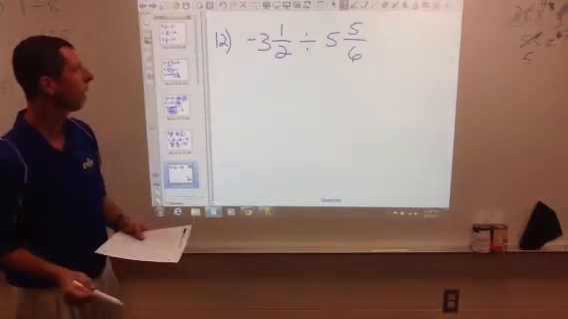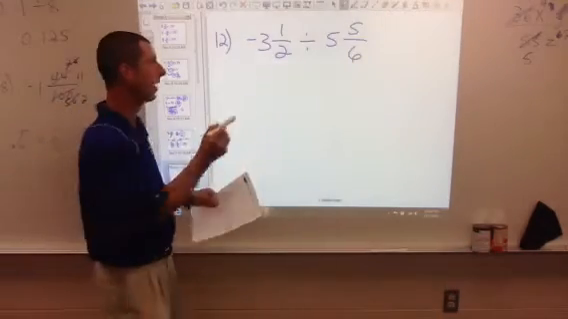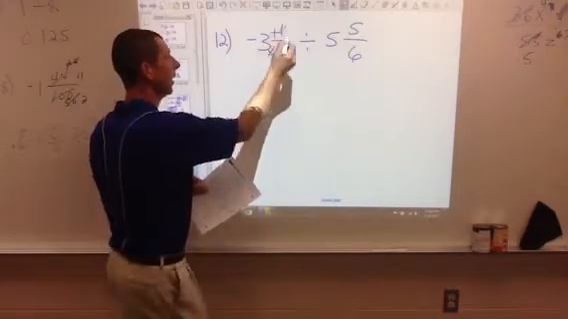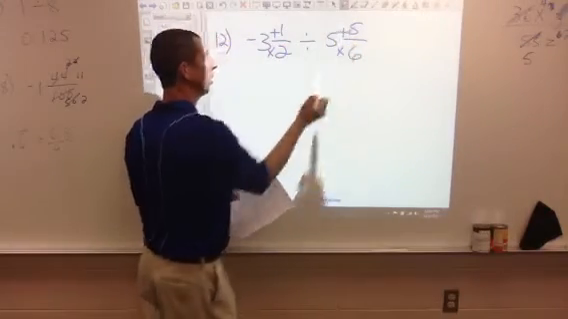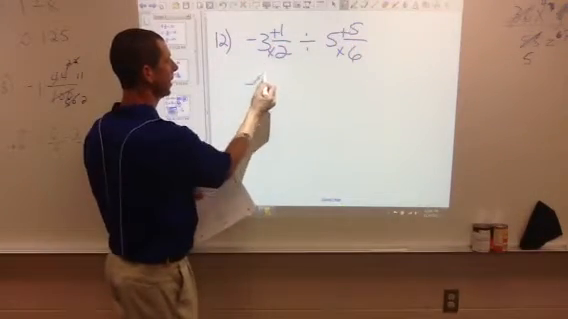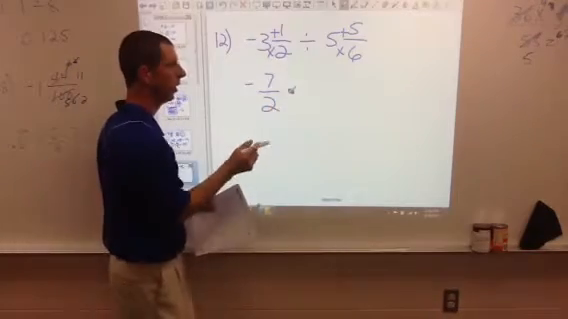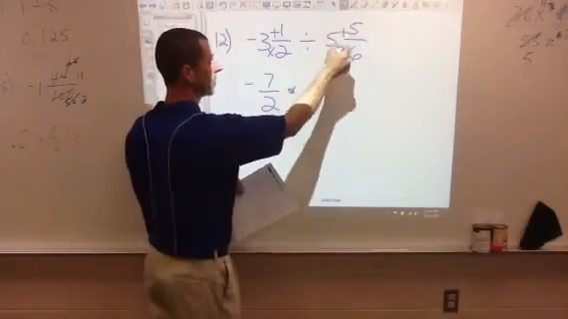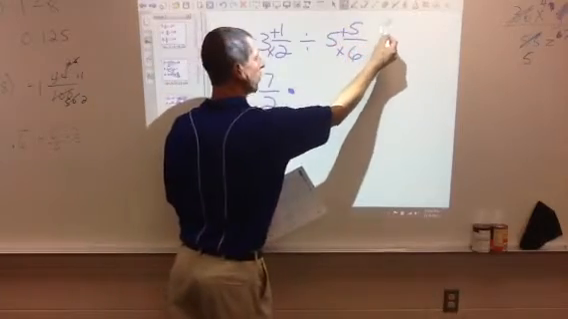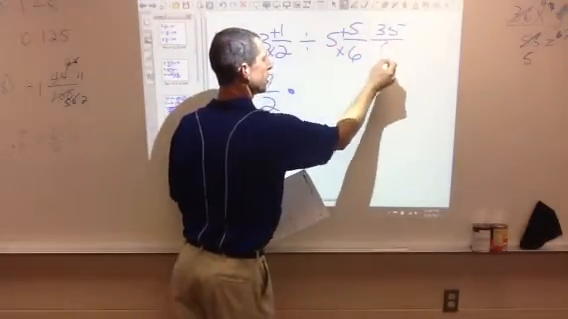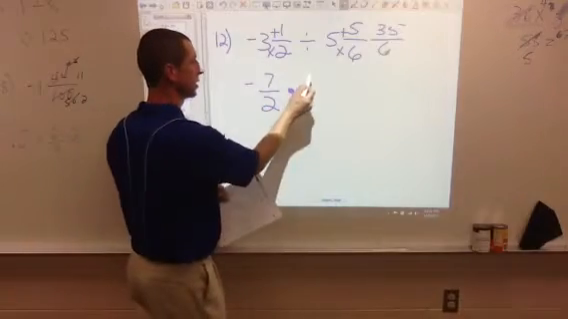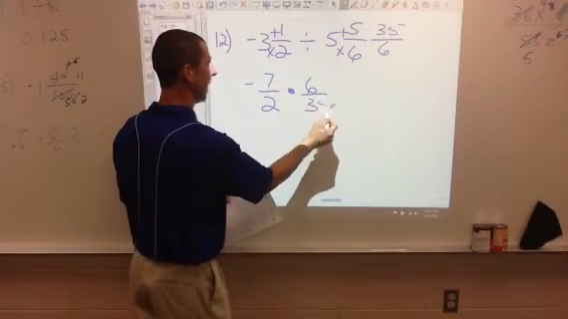Okay, number 12. Now we have a division problem. You have to make them improper, and then we have to write the reciprocal. So I end up with negative 7 over 2 here. I have to change this to multiplication, and I have to flip this, but I first have to make it improper. So it's 35 over 6, so I'm going to flip it to 6 over 35.